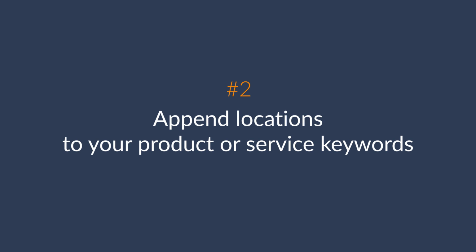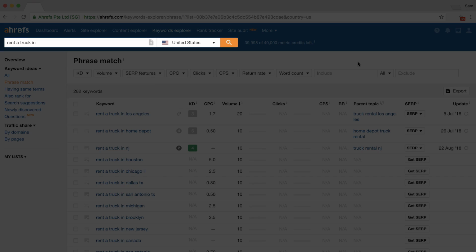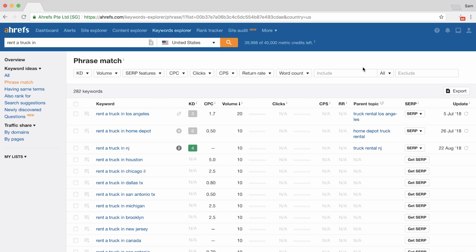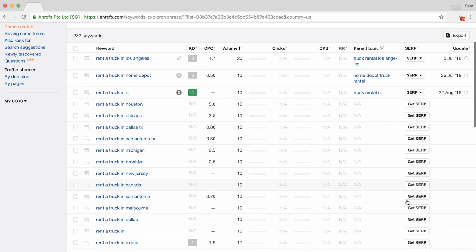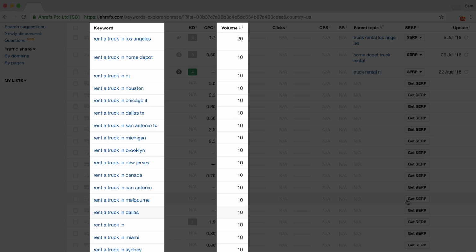The next strategy is to append locations to your product or service keywords. For example, if we look at the phrase match report for rent a truck in, you'll see hundreds of results that are all very low competition. Now this might seem underwhelming since the search volume is really low, but take roughly 300 keywords, multiply by 10, and you have 3,000 searches per month. In this example, I would guess they hold commercial value too.